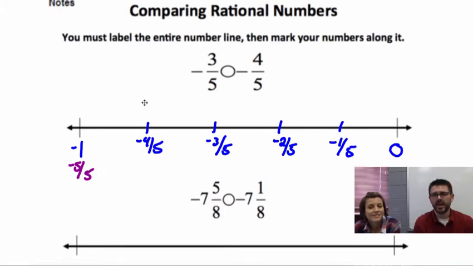Here, we're looking at -4/5 and -3/5. The one that's farther to the right on your number line is going to be your larger number. So -3/5 is greater than -4/5.